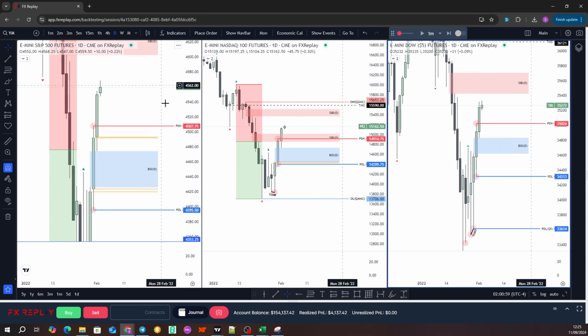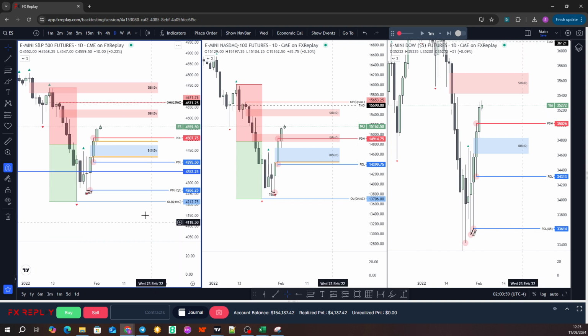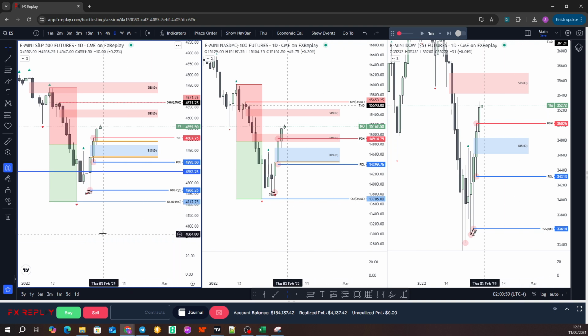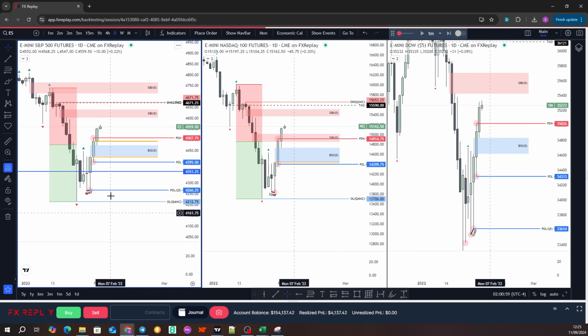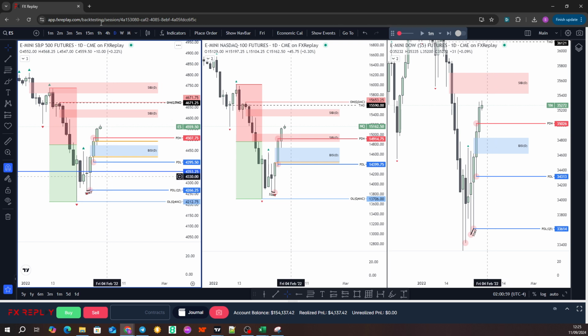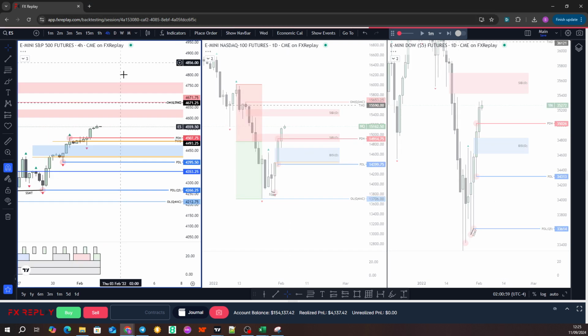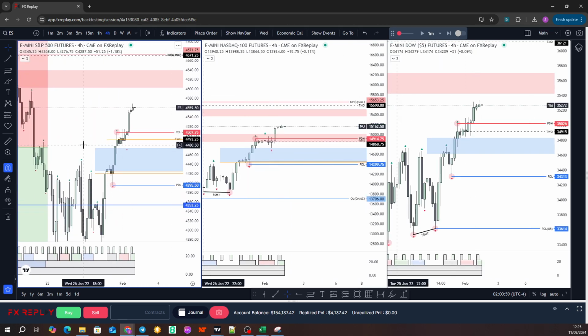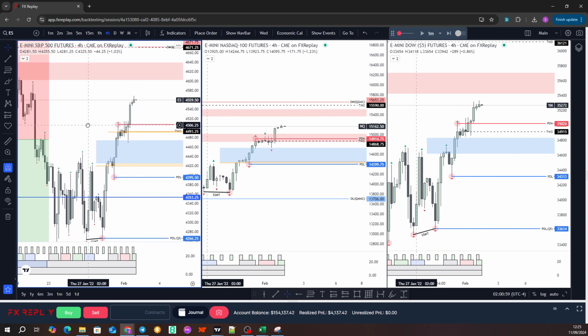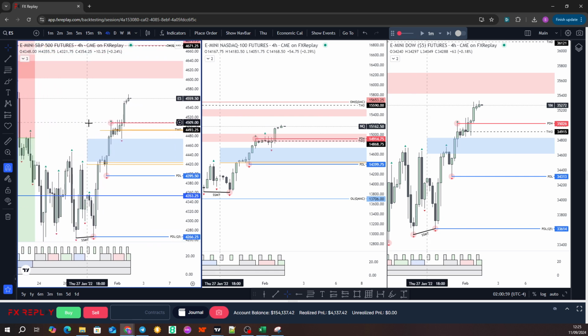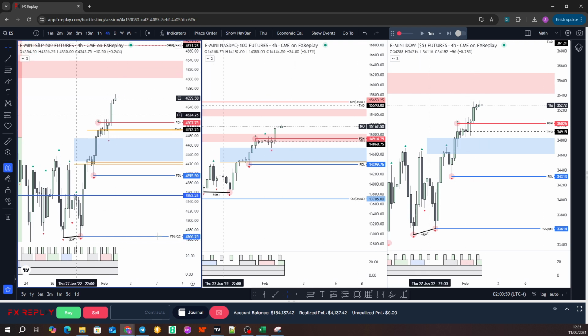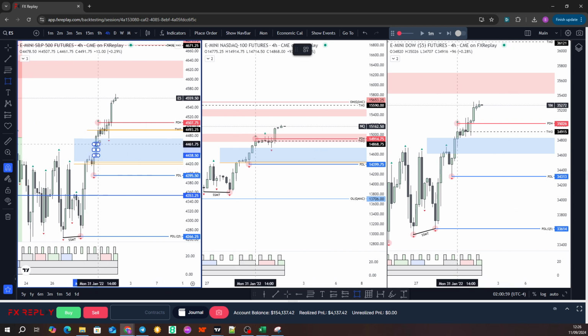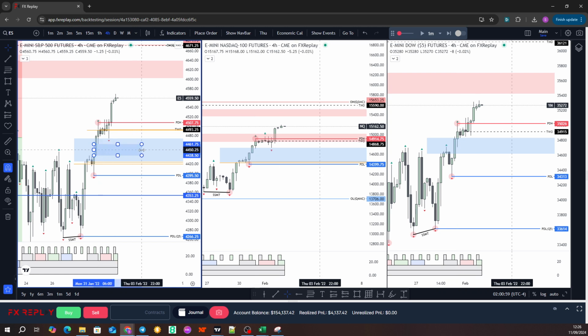So nothing further to add from a daily standpoint. Drop down to the 4 hour. Let's see what we've got. So it certainly appears now that we're in a market maker buy model. I am going to mark up this 4 hour inside the daily.